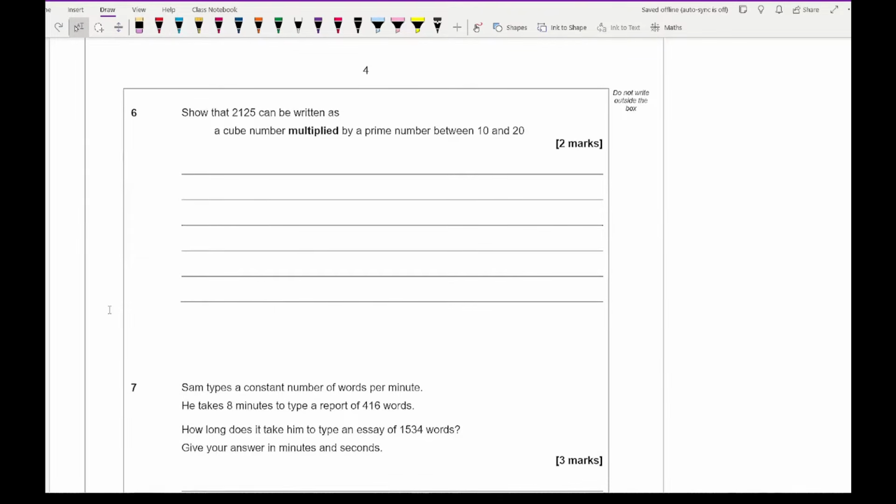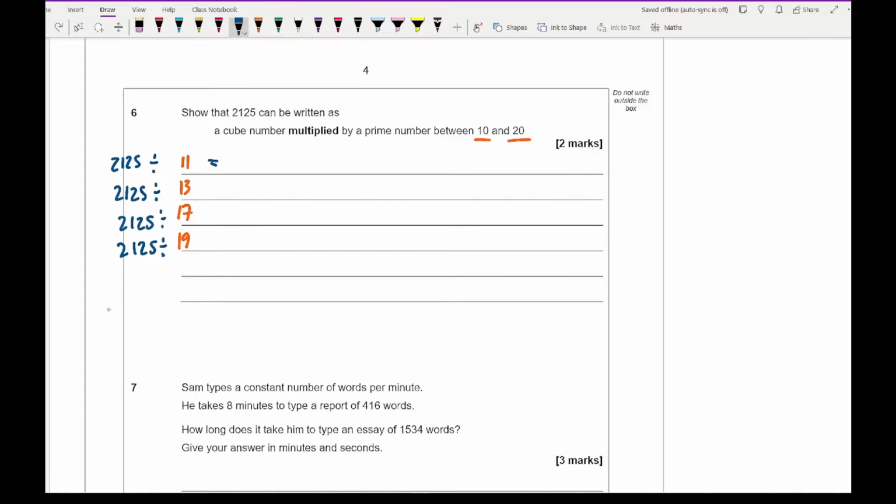2125 can be written as a cube number multiplied by a prime number between 10 and 20. Well, if we start off by looking at this, let's just write down all the prime numbers between 10 and 20. So we've got 11, we've got 13, we've got 17, and we've got 19. Now from this, what we then want to do is just divide 2125 on our calculators by each of those numbers, and see which one gives us a cube number that we recognize.